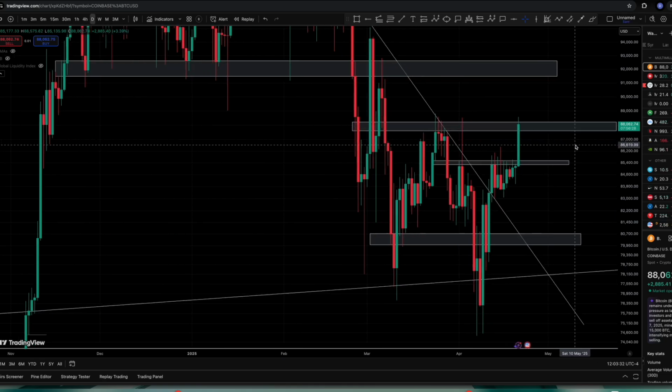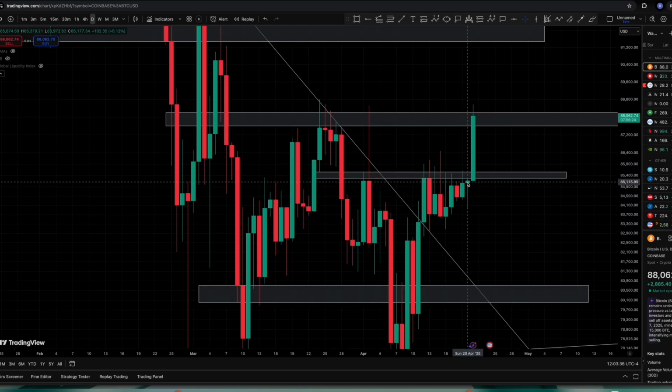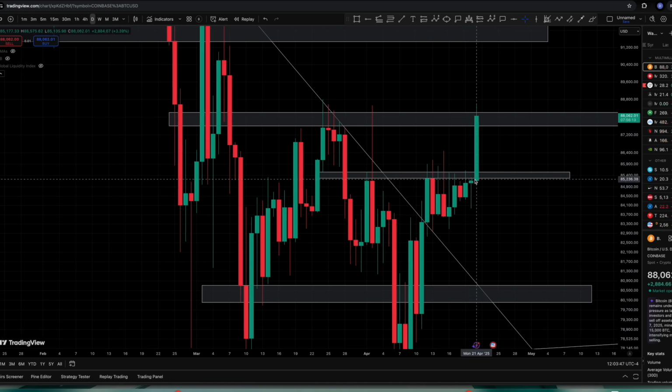Here on the daily, I did post yesterday on X, right before this candle formed, saying that this candle right here was very bullish. I like this close that we had, and we literally popped, like 15 minutes after I posted that, and now we've been running up. So we'll see how it plays out.